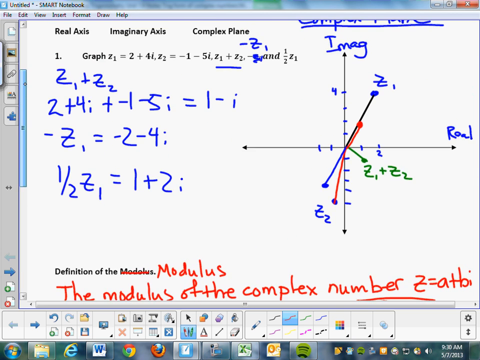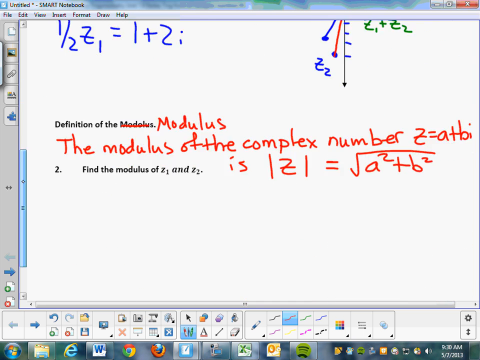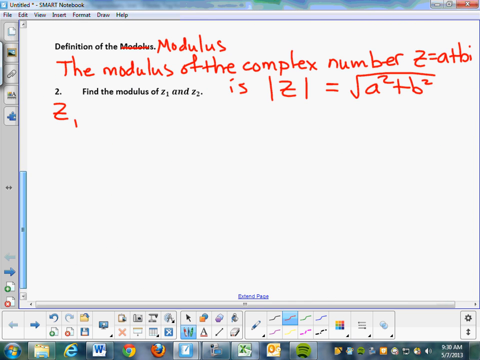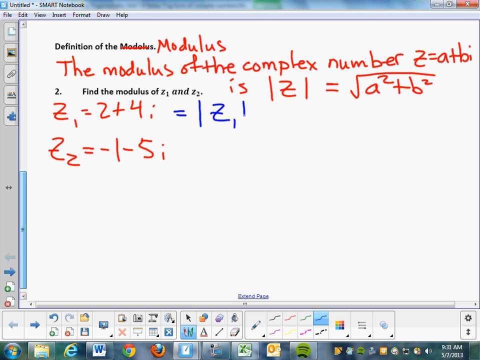Well, this is exciting. We have z1 is 2 plus 4i. So z1 is 2 plus 4i. And z2 is equal to negative 1 minus 5i. Is that correct? So if I want to find the modulus, I express it as follows. I would say that's equal to the absolute value of z1, which is equal to what? What do I do?